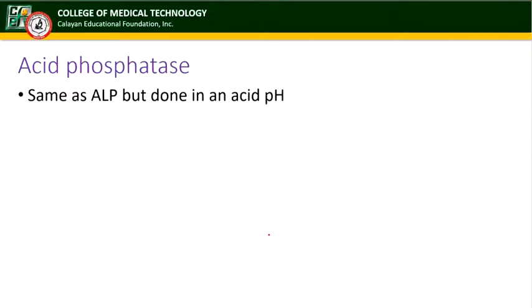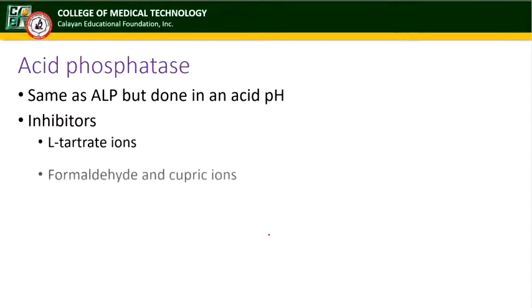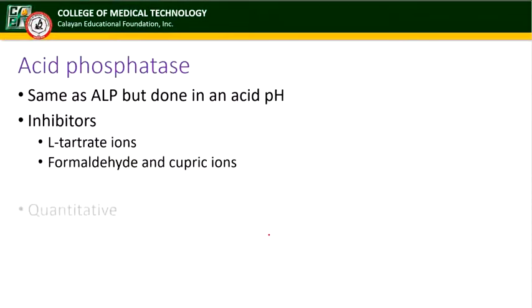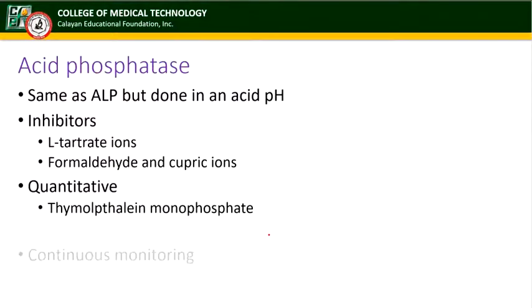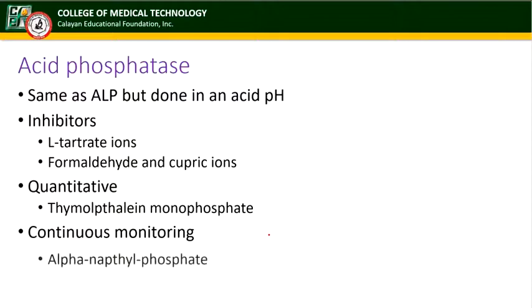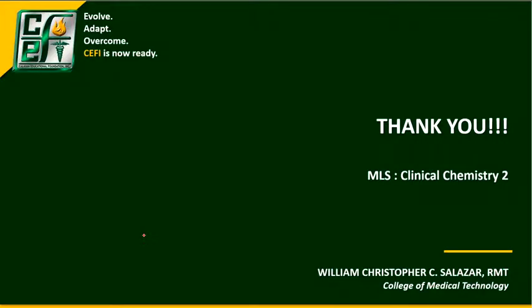Acid phosphatase is the same as the alkaline phosphatase but done in acidic pH. So, there are inhibitors: tartrate ions, formaldehyde, and cupric ions. So, quantitative, thymolphthalein monophosphate, continuous monitoring, alpha-naphthyl phosphate. So, pH at 5.0. So, this concludes our lecture for enzymes.